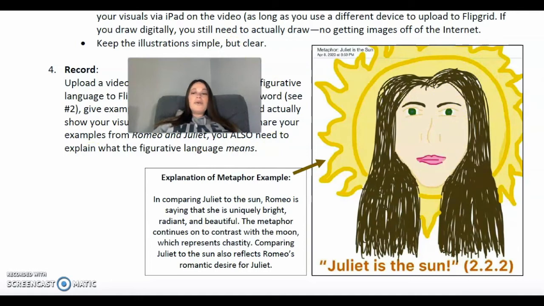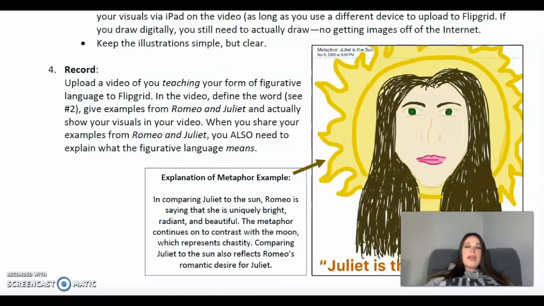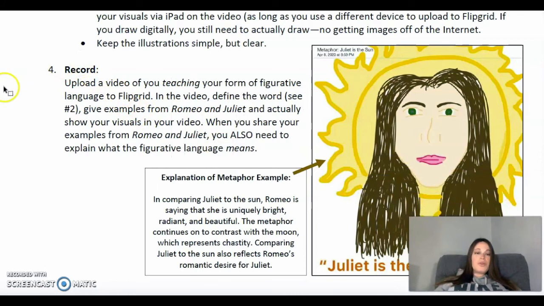The last thing you are going to do is actually record. So number 4 is record. Upload the video of you teaching your form of figurative language to Flipgrid. In the video, you're going to define the word, see number 2 above. You're going to give examples from Romeo and Juliet, 3 of them, and then actually show your visuals in the video, okay? So this is my visual.